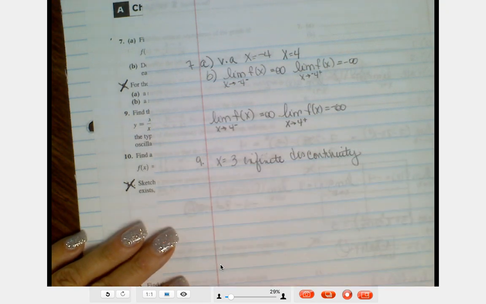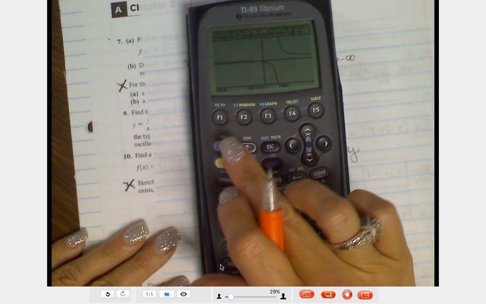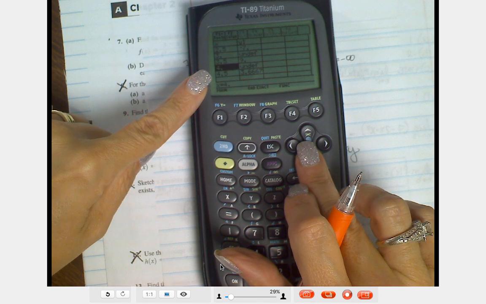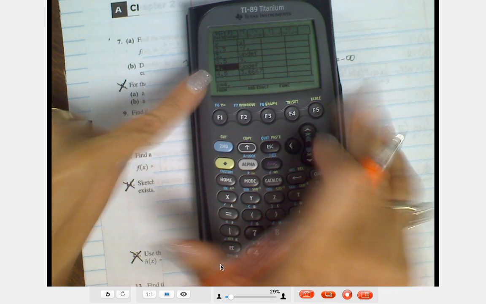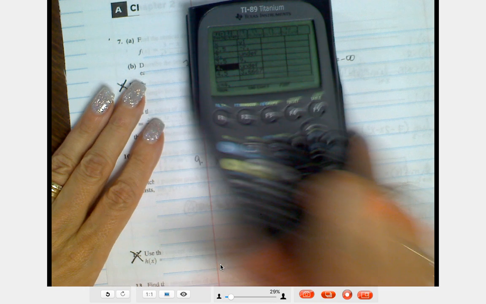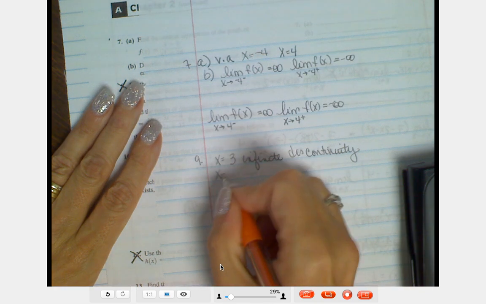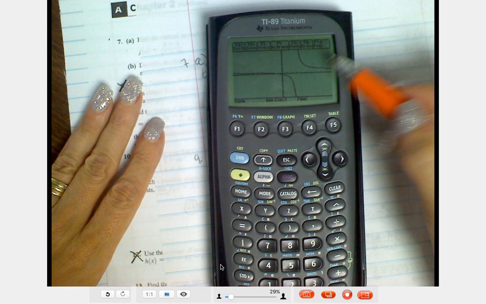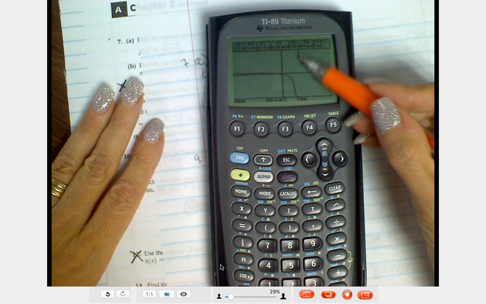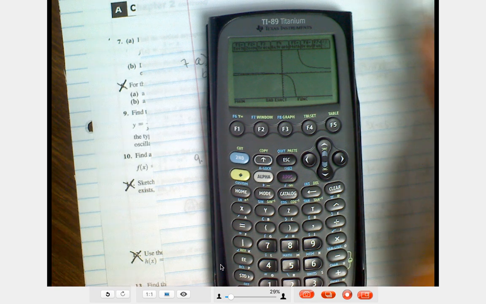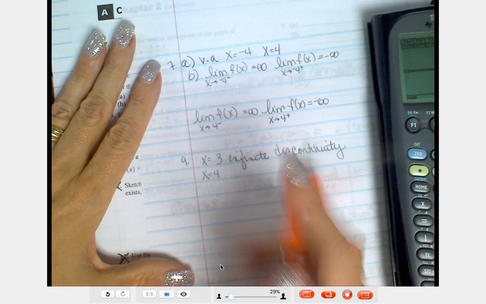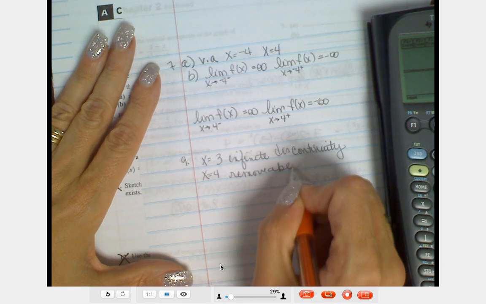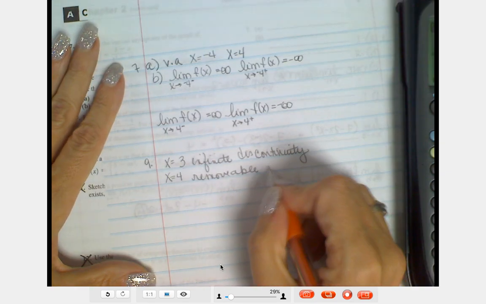Okay? Now, one of the interesting things was when I looked at the table, I saw another undefined at 4, at x equals 4. But if I look at the graph, I'm not seeing any space here. Well, what that is, that is known as a removable discontinuity.